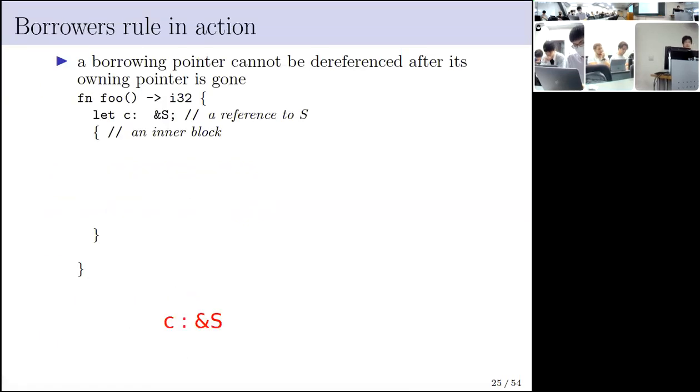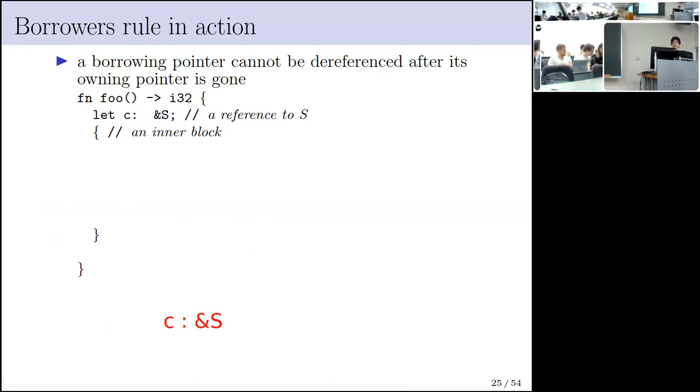So this is a simple illustration of the so-called borrower's rule. The borrower's rule is, basically, that a borrowing pointer cannot be dereferenced after its owning pointer, and thus the data structure itself, is gone. This is what Rust tries to maintain.